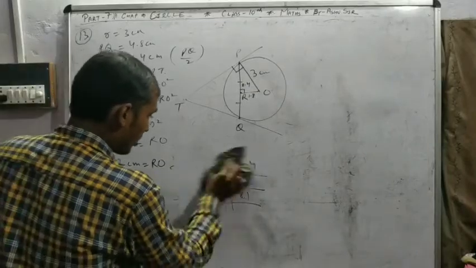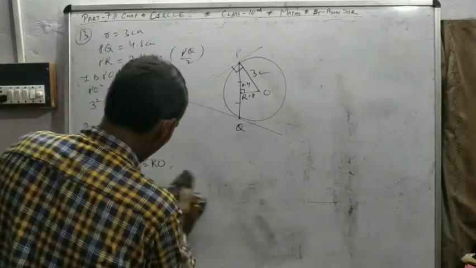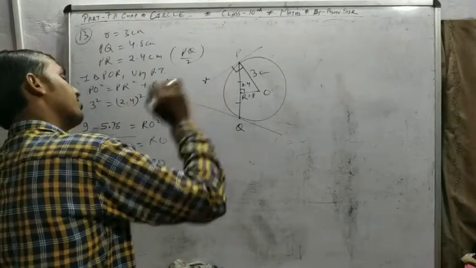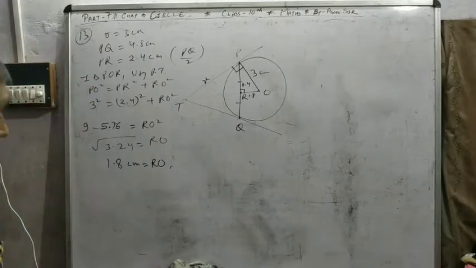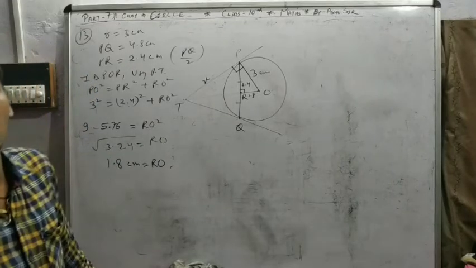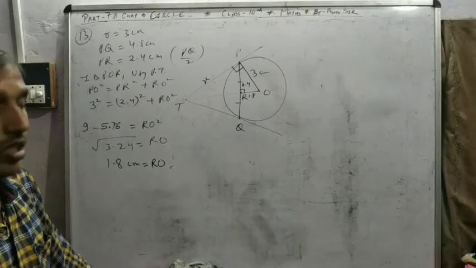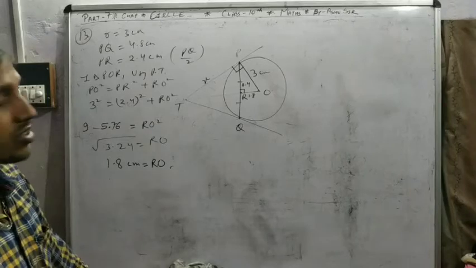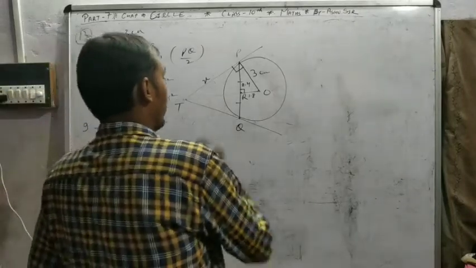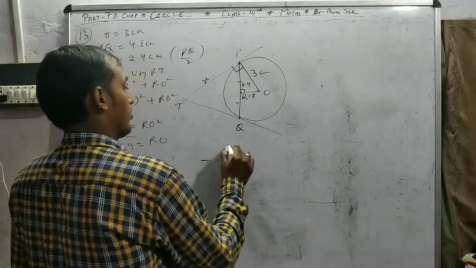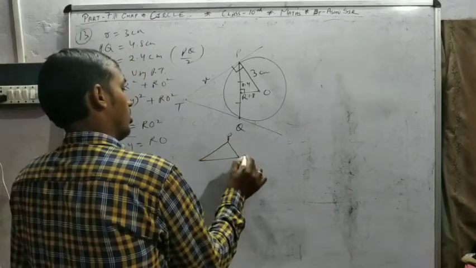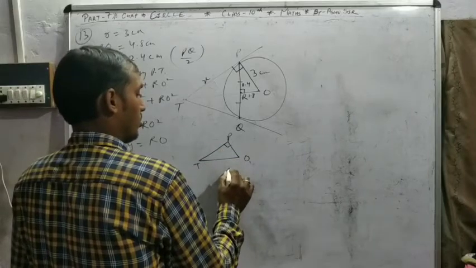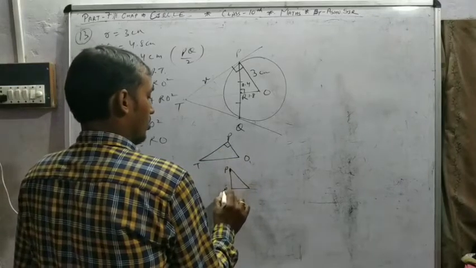Then let's see. It's a good question. We want PT. Here you have two choices. You can find PT by using Pythagoras theorem, but we can find it by similarity, because similarity is very easy. We can take the two triangles, POT and this one, PRO.